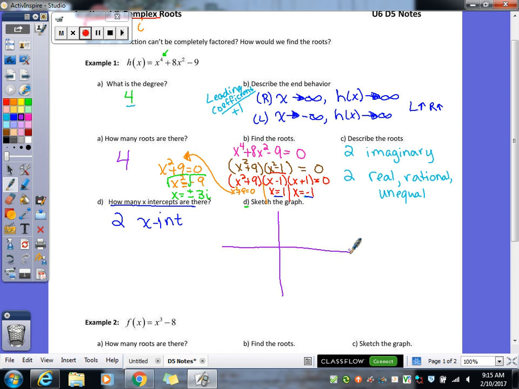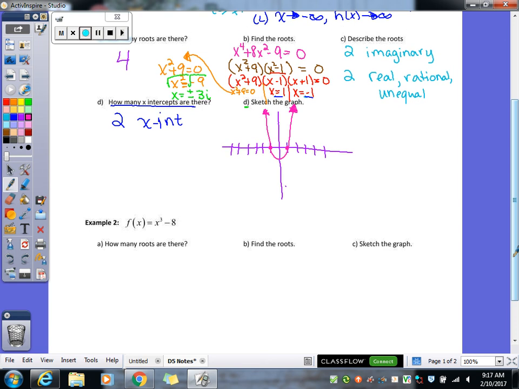So I'm going to draw my axes in there. When we go to sketch our graph on this, the only ones we can plot are the negative 1 and the positive 1. And as we said, our end behaviors are both going up. So the left side needs to be going up, and then it's going to come down, loop around, and then go back up that way. And there's the sketch of our graph.